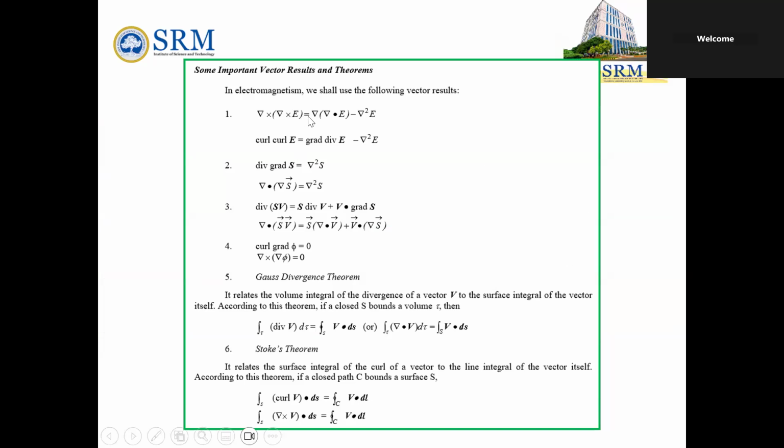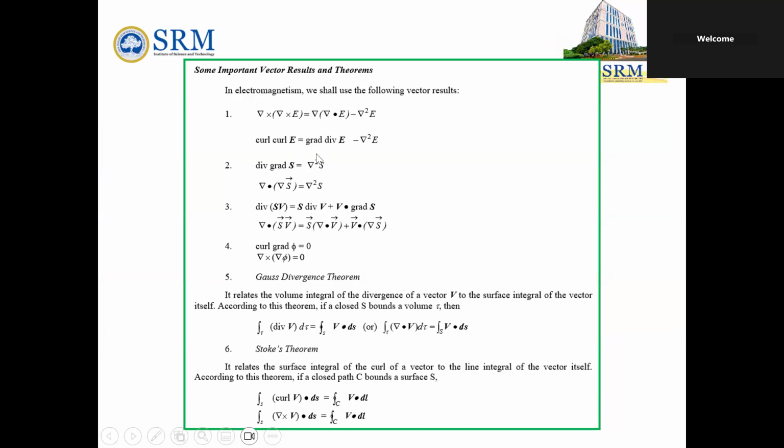Curl of curl E equals grad div E minus del square E. This concept will be used in Maxwell's equations. The dot is a divergence and the cross product is a curl.